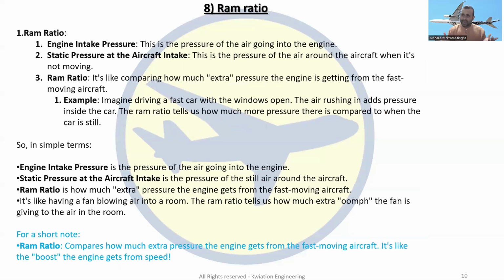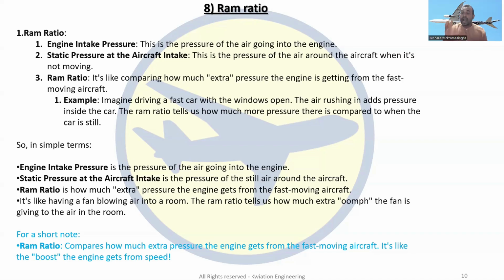Okay, next one, the ram ratio. Ram ratio: engine intake pressure. This is the pressure of the air going into the engine. So static pressure at the aircraft intake. Remember, static pressure at the aircraft intake means the pressure of the air around the aircraft when it is not moving.